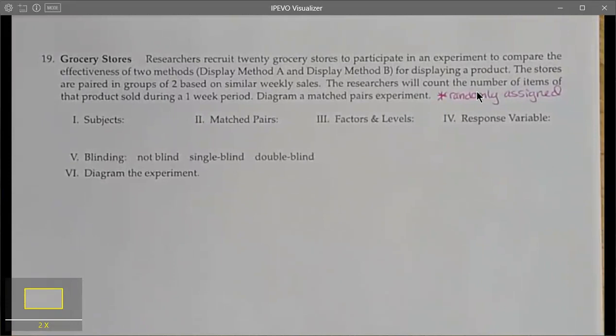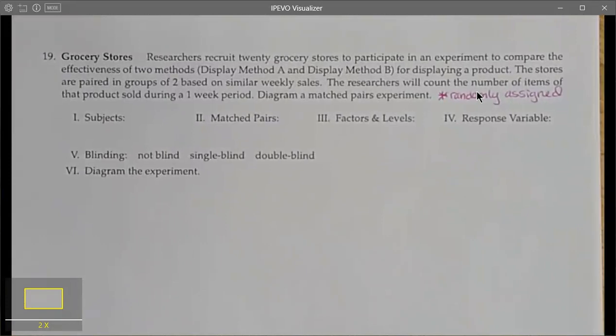The stores are paired in groups of 2 based on similar weekly sales. So what that means is we might take 2 warehouse stores like a Sam's Club and a Costco, and we would pair them up. We might take kind of 2 regular grocery stores, so like a Safeway and an Albertsons or something like that, and pair them up. So they would all be paired kind of based on similar sales and similar, I don't know, size of the store, things like that. All right, at the end of a week, the researchers will count the number of items sold.